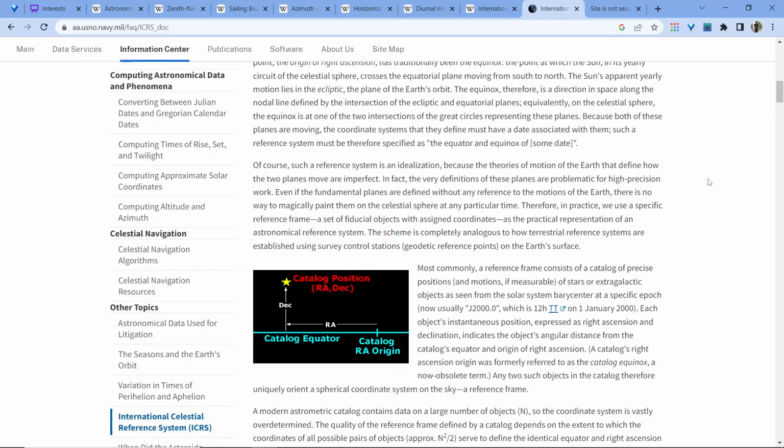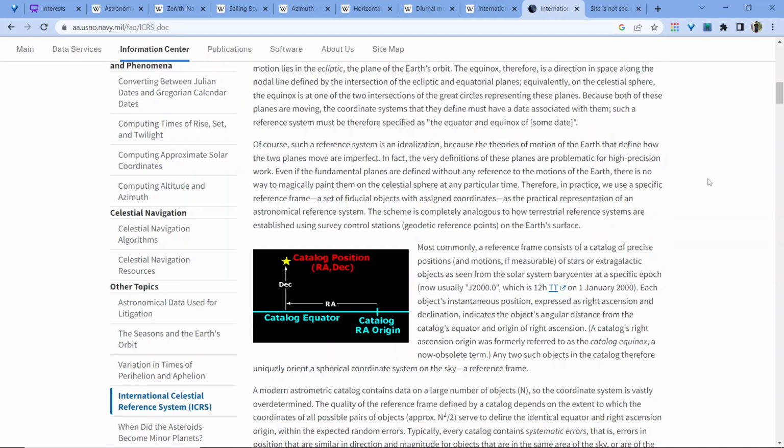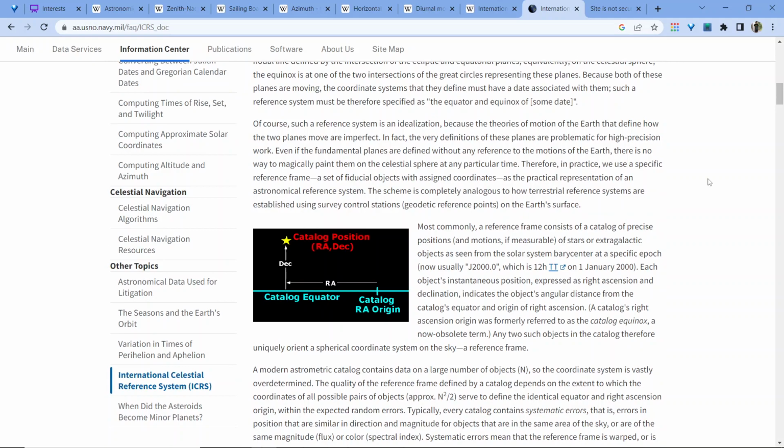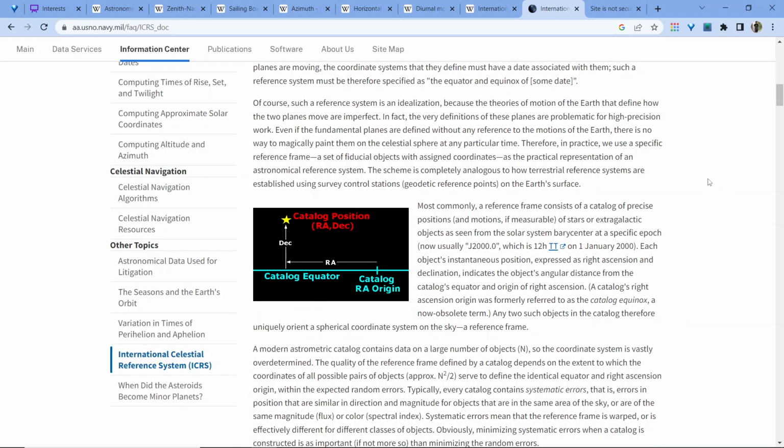The scheme is completely analogous to how terrestrial reference systems are established using survey control systems, geodetic reference points on the Earth's surface. Most commonly, a reference frame consists of a catalog of precise positions and motions, if measurable, of stars or extragalactic objects, as seen from the solar system barycenter at a specific epoch, now usually J2000, which is 12 hours terrestrial time on 1 January 2000.